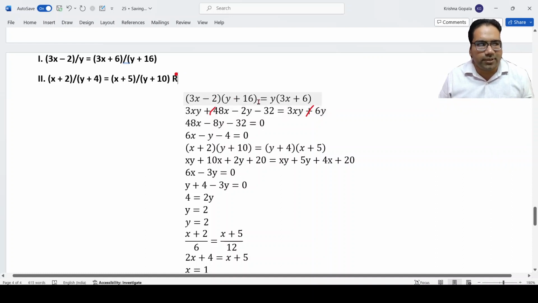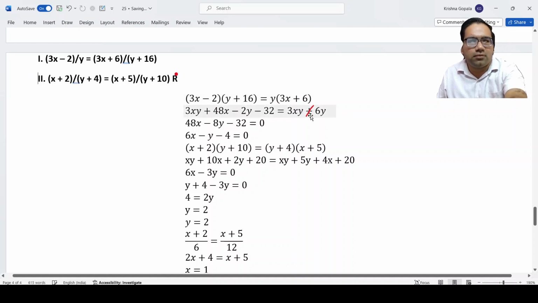3x minus 2 into y plus 16 is equal to y into 3x plus 6. We did the cross multiplication. 3x into y plus 3x into 16, that is 48x, minus 2 into y, minus 2y, minus 2 into 16, minus 32, equals y into 3x, that is 3xy, plus y into 6, that is 6y, right?